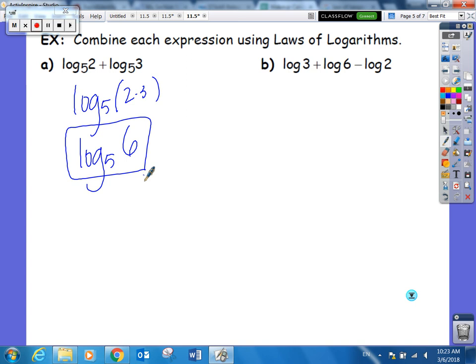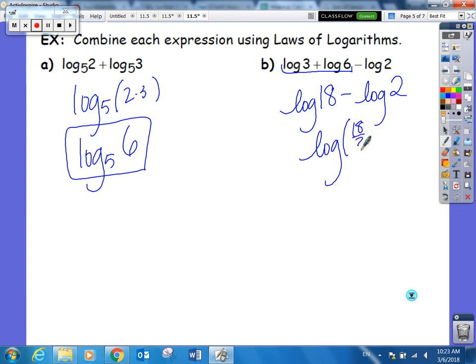Now letter B, some of you can look at that and know the answer immediately. If not, all I can do is add 2 things at a time. So I'm going to add these 2 first. So that becomes log of 18 minus log of 2. Then log of 18 minus log of 2 is log of 18 over 2, which is log of 9. The base is 10. 10 and 9 can't be written with like bases, so we're done.